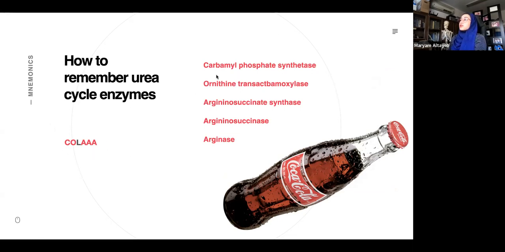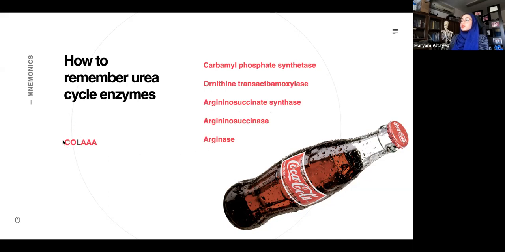So the C is for carbonyl phosphate synthetase. The O is for ornithine transcarbamylase. Well, the spelling is wrong, but I'll fix it. After, A is for argininosuccinate synthase, and this is where it can get a bit confusing. Argininosuccinate synthase means you're creating it. So first we need to make argininosuccinate. Then we need to break it down, so argininosuccinase.